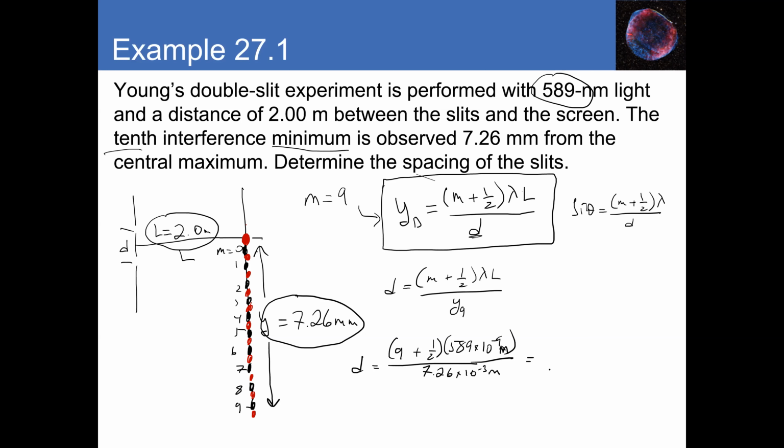And if we do that, then we should be able to calculate this to be 1.54 times 10 to the negative 3 meters. All right. So that's the answer for this problem.